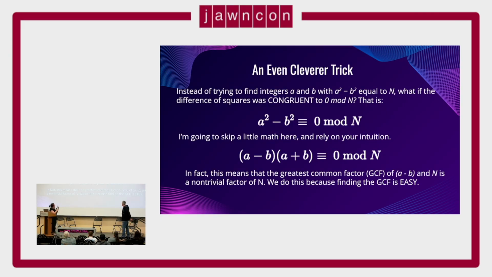I just want us to pause and make sure we understand a little bit of this intuition. That if you have something that's divisible by n, but neither of the two pieces are, n's going to be split, right? Does that make sense? Okay, I'm seeing some nods. All right. We're going to keep going.